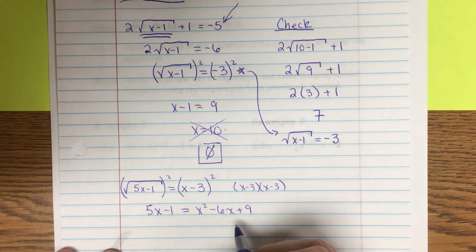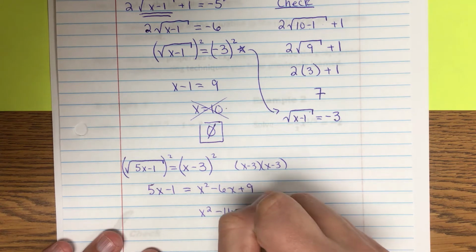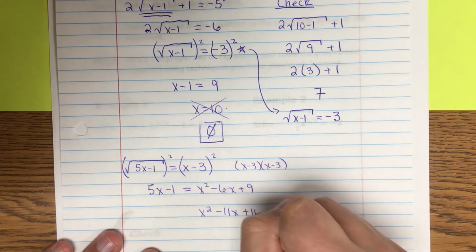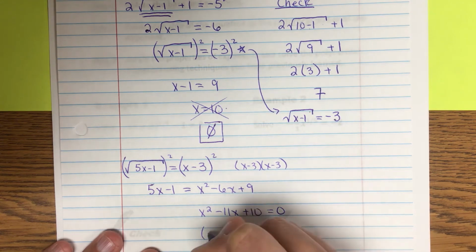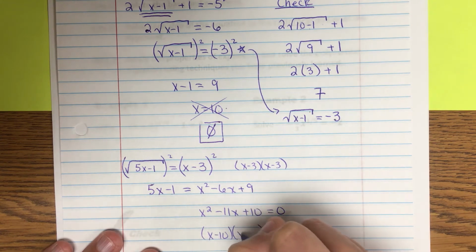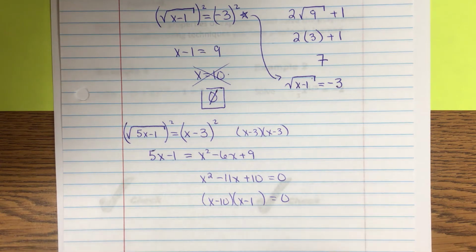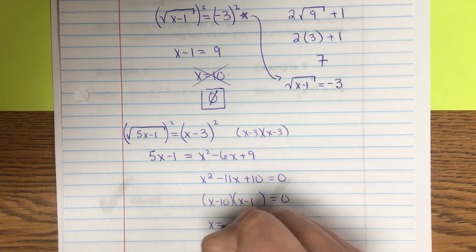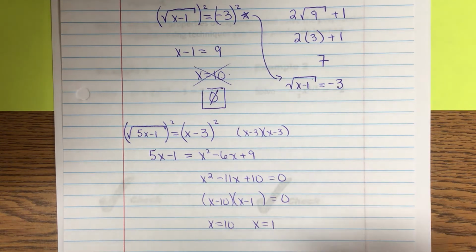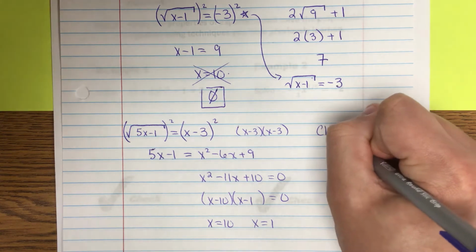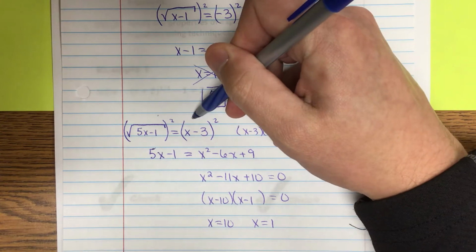And then I would need to set this equal to 0. So I'll subtract the 5x and I'll add the 1 and then factor and then solve. And this is where checking your answer is really important because more than likely there might be something in here that doesn't work out. And so I'll show you another way to think about it. Instead of checking the whole problem, check to see what the square root is going to be equal to.